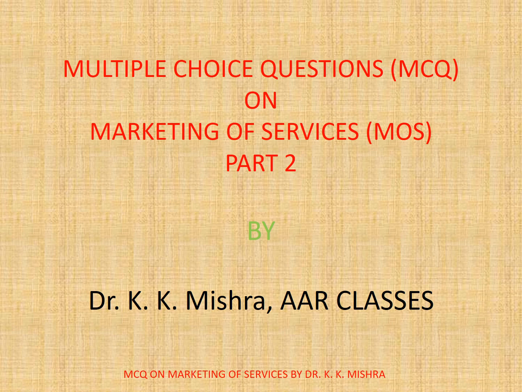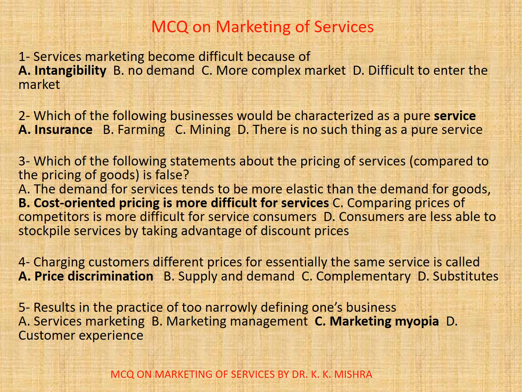Now let us directly come to the questions. Here there are 5 questions given in this slide. Question number 1. Services marketing become difficult because of options available are intangibility, no demand, more complex market, and difficult to enter the market. So it is option A that is highlighted here, intangibility.